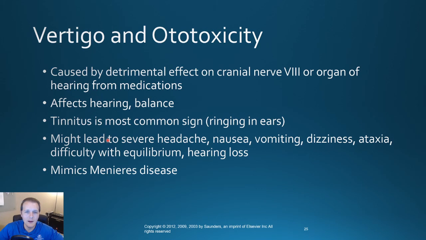Now, in terms of vertigo and toxicity, you're going to find that typically this is caused by effects on the cranial nerve number 8, which is really important for both hearing and also for the balance. And so you're going to see that tinnitus is a very common sign of this. So basically they'll complain of either muffled hearing or ringing in the ears. And you can find that it will lead to things like severe headache, nausea, vomiting is quite common, and then basically difficulty balancing. And it actually looks very similar to something called Meniere's disease, which is another reason why patients will show up feeling very vertiginous and like they're going to tip over at any point, very nauseous, things like that.